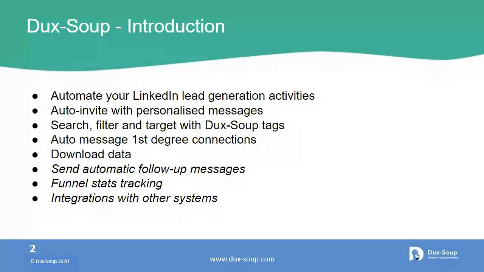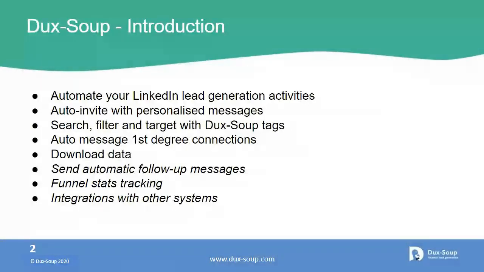The lower 3 here, the ones in italics, the automatic follow-up messages, the funnel stats tracking, and the integrations with other systems, are part of the Turbo product. Now, the Turbo product is required in order for the integrations with other systems to work. And when I say other systems, I mean systems such as Pipedrive, and also Integromat, Zapier, etc.